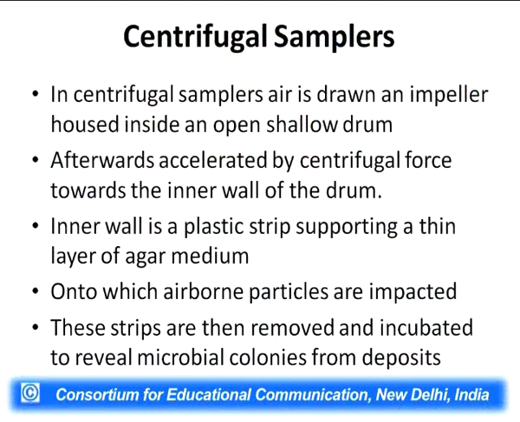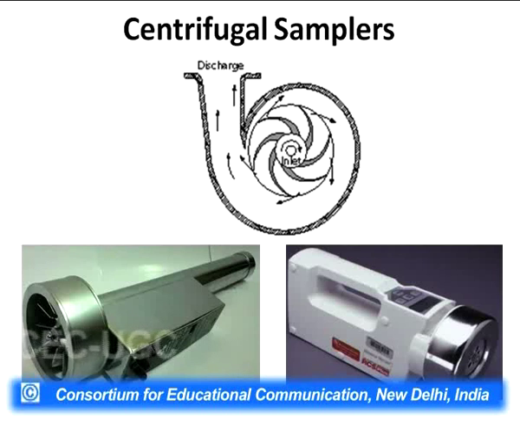In centrifugal samplers, air is drawn onto an impeller housed inside an open shallow drum, and is accelerated by centrifugal force towards the inner wall of the drum. The inner wall is a plastic strip supporting a thin layer of agar medium onto which airborne particles are impacted. These strips are then removed and incubated to reveal microbial colonies for deposition. Now, here the picture is shown.